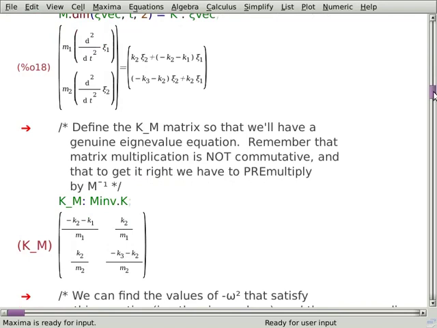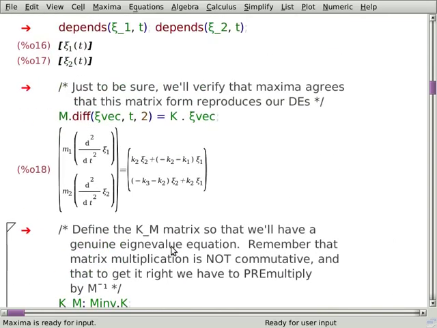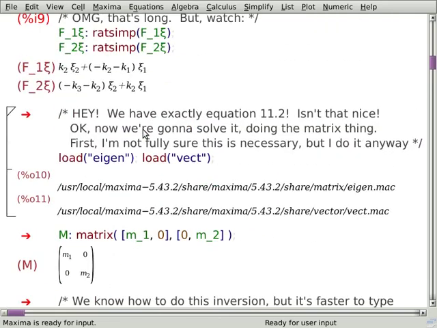And now we can find the values of minus omega squared. So remember, in the eigenvalue equation, it's minus lambda I, and I had plus omega squared. So minus omega squared are the eigenvalues, or the eigenvalues are minus omega squared. It's another way of saying that. Or minus the eigenvalues are omega squared. You know how to multiply by negative one. So I'm going to use this function, uivex, right? That's actually really why I had to load eigen up here to get that package.